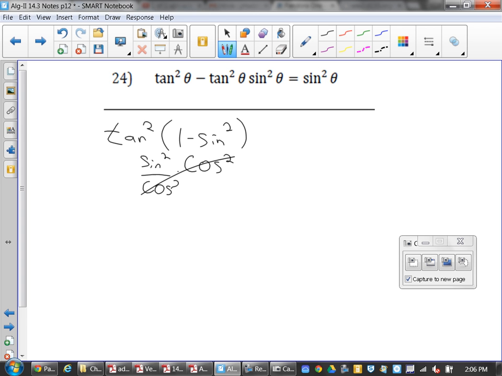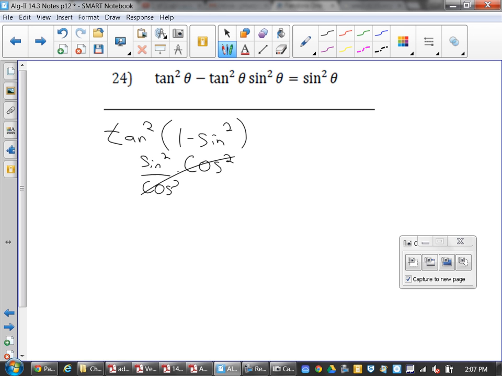There's a couple of ways to go about it. You could have gone the same route by getting a common denominator, because you had cosines squared for denominators. Then you wind up with 1 minus sine squared all over cosine squared.